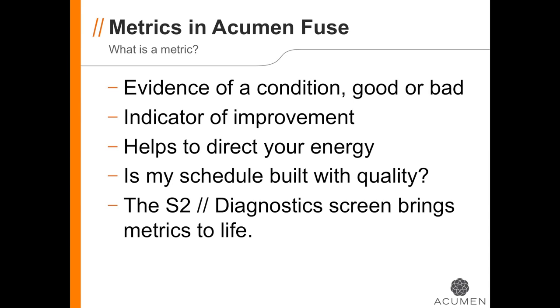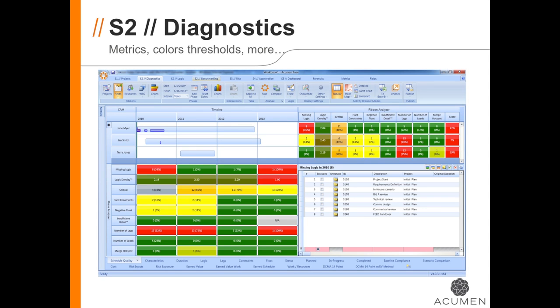To see how close you are coming to achieving your quality goals, you can turn to the S2 Diagnostics tab in Fuse. On the Diagnostics tab, you can slice and dice your data in various ways to see in detail how your schedule is performing with respect to the metrics that you select. The power of this screen is to not only see whether you're scoring in red, yellow, or green for your metrics, but also to see which specific activities are responsible for areas that you are red or yellow.